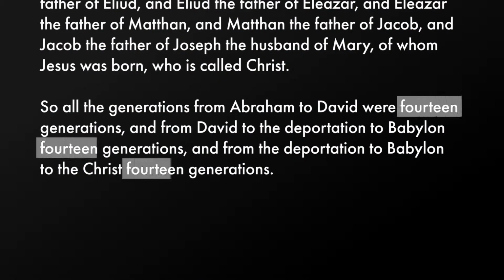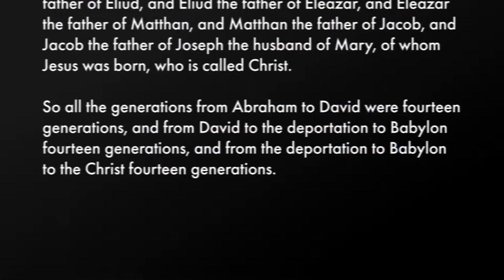But Matthew does more with his ordering of the material. He not only orders it chronologically, but also numerically. Notice at the end of the genealogy, everything is counted. And it's counted in 3 sets of 14 generations. Look in verse 17. So all the generations from Abraham to David were 14 generations. And from David to the deportation to Babylon, 14 generations. And from the deportation to Babylon to Christ, 14 generations.